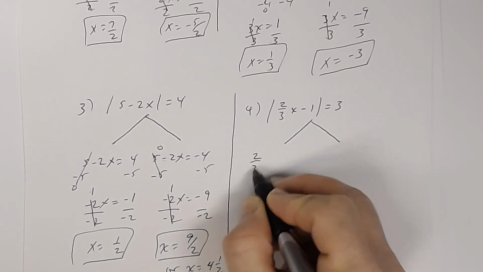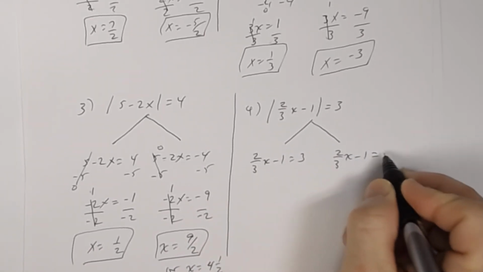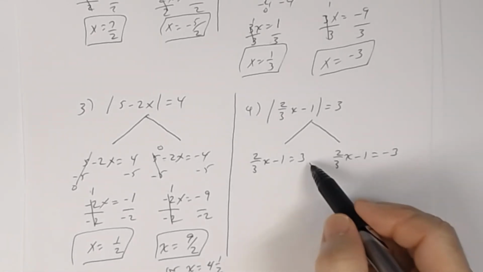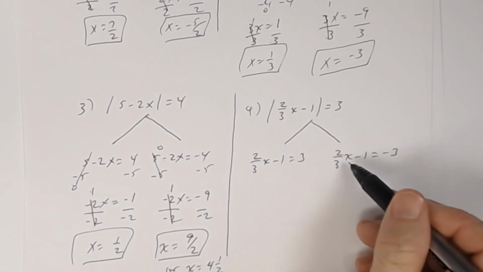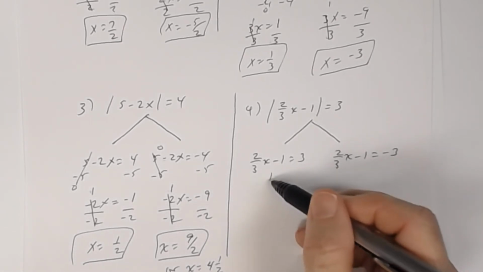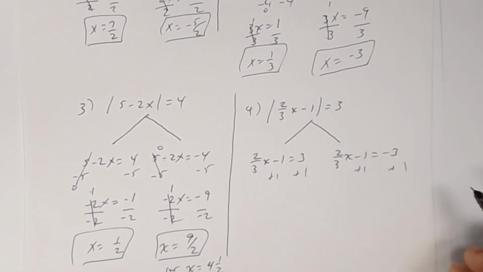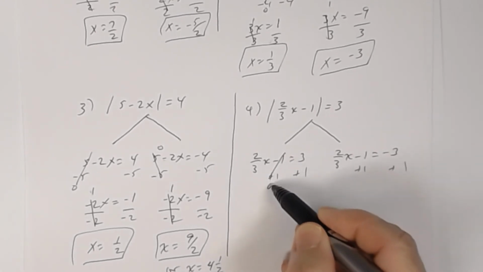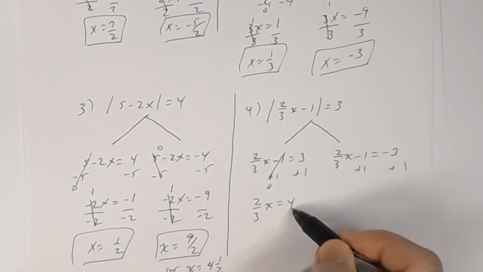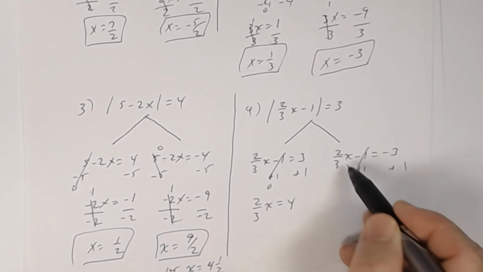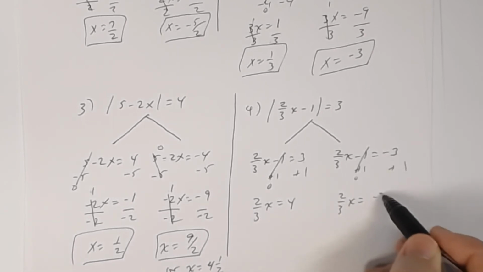So I get 2/3 x minus 1 equals 3, and 2/3 x minus 1 equals a negative 3. Remember, the best way to solve these two is to add 1 to both sides first in both cases. Add 1 to each side. Combine like terms. This is 0, so I get 2/3 x equals 3 plus 1, which is 4. Over here, I get 2/3 x equals negative 3 plus 1, which is a negative 2.